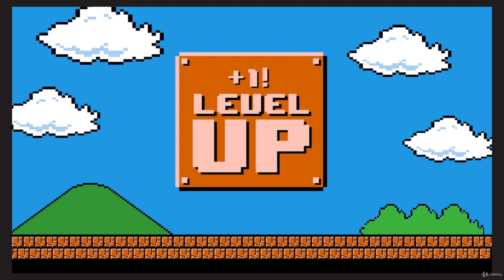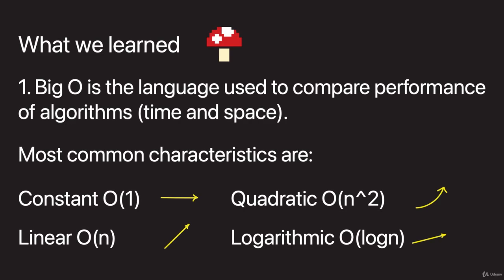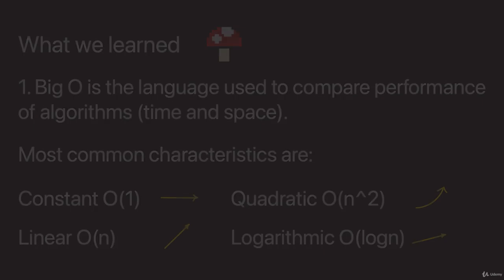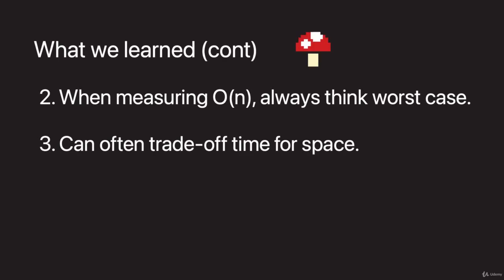So in summary, what did we learn? We now understand that big O notation is the language used to compare the performance of algorithms in terms of time and space. And four of the most common runtime characteristics we see are constant, linear, quadratic, and logarithmic. We also learned that when it comes to talking about big O, we always need to talk about the worst case performance. In other words, we don't just look at the best case for how an algorithm runs. We always look at the worst case, and that's the big O notation performance of how that algorithm works.